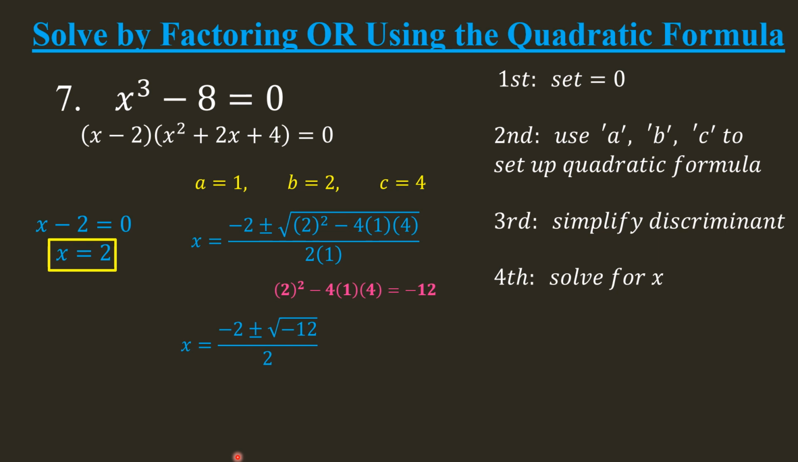So let's further rewrite our quadratic formula to be x equals -2 plus and minus the square root of -12, all divided by 2. We're going to simplify that square root of -12 to be 2i square root 3. So x is -2 plus and minus 2i root 3, all divided by 2. I can simplify the -2, the 2i, and the 2 in the denominator, giving us the final 2 solutions as x equals -1 plus and minus i square root 3. There are the 3 solutions for this example.